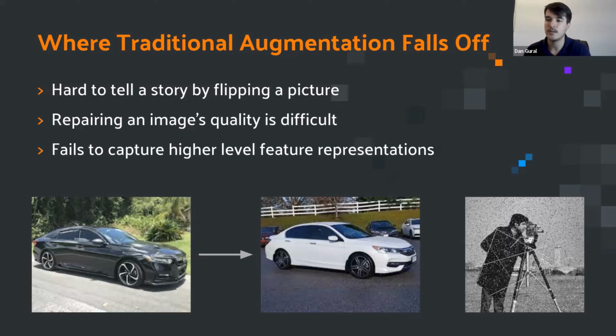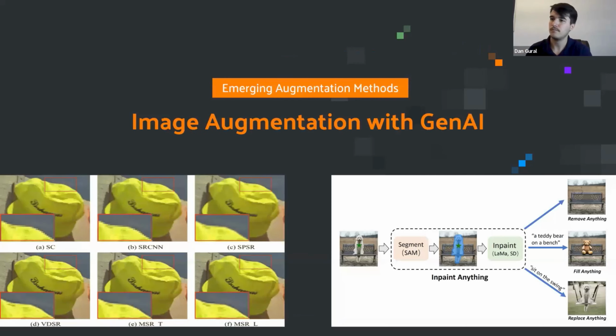We also see that repairing an image's quality is very difficult. A lot of computer vision tasks either need higher resolution or are training on poor data, whether it's hard to collect or the sensors introduce noise, which then down the road make for hard computer vision problems. And overall, we're just failing to capture the higher level feature representations of our data sets. Our data sets are so much more than just their pixel values in a box or just what their brightness or flipping could be. There's much more to our image than just that. And this is where we see GenAI just fitting in perfectly for computer vision.